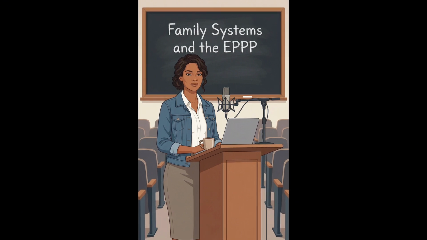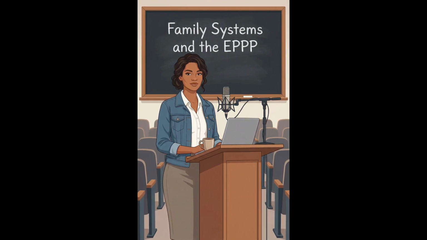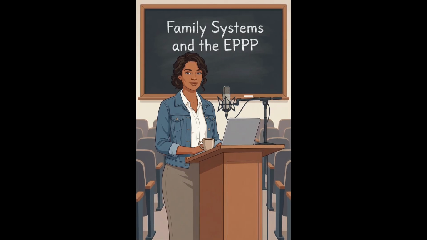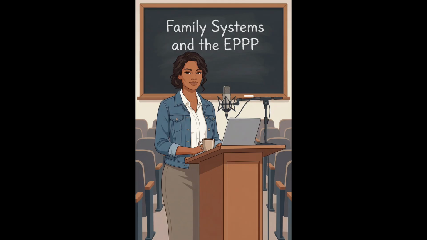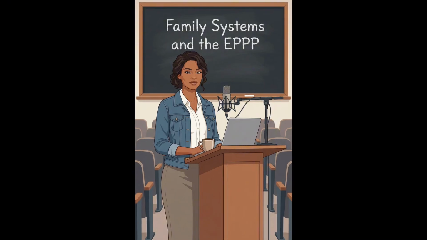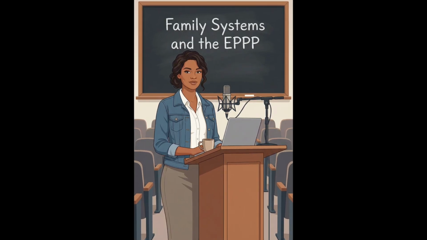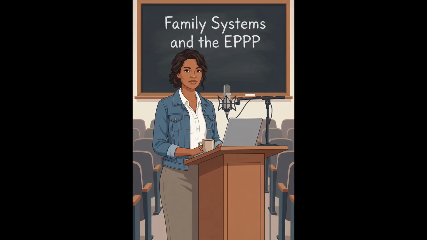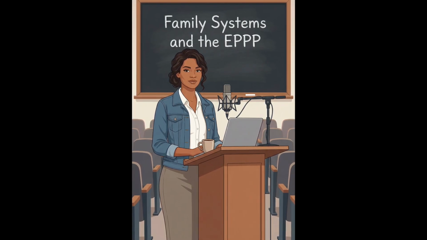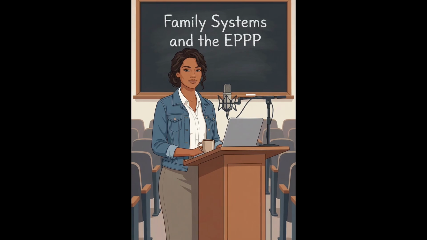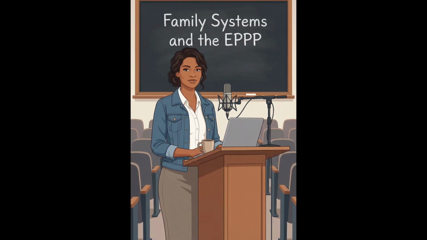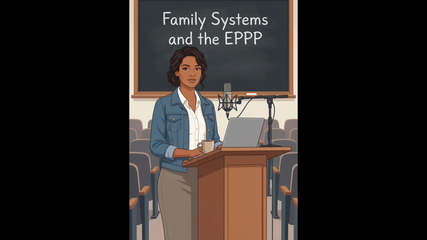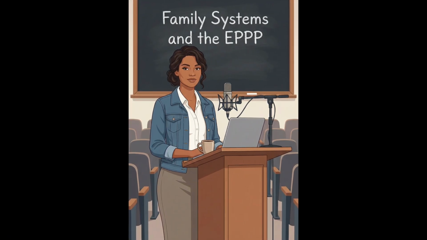Bowen versus structural. Here's an exam distinction. Bowen equals anxiety flow across generations. Structural equals present organization and hierarchy. Bowen therapist equals neutral coach. Structural therapist equals active director. Bowen goal equals increased differentiation. Structural goal equals reorganized boundaries and hierarchy. The EPPP often places these side by side. You must identify the lens.